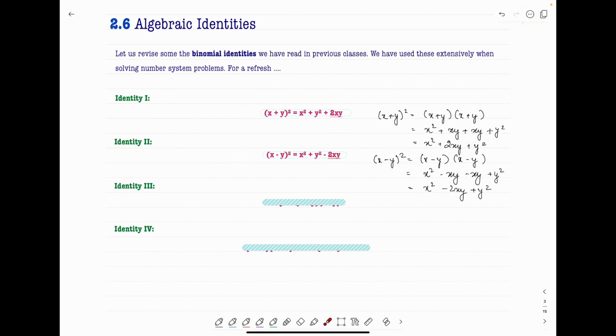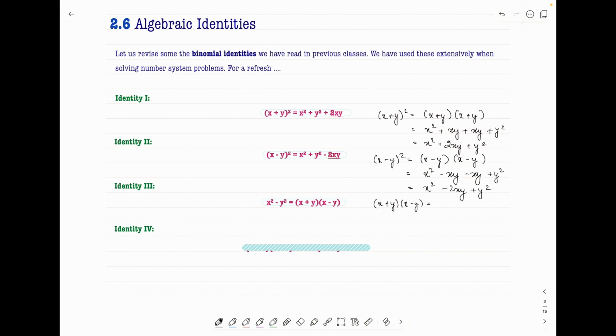If you haven't read it also, in the previous chapters of number systems and in the other sections also, I was using these identities heavily there. Okay, so the third identity is x square minus y square. x square minus y square is (x plus y) into (x minus y). Okay, so I will calculate (x plus y) into (x minus y) here.